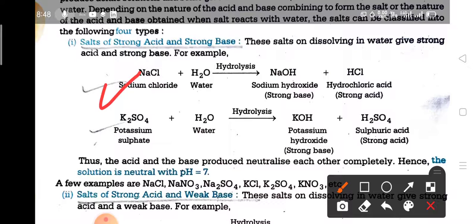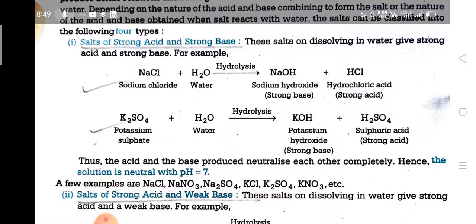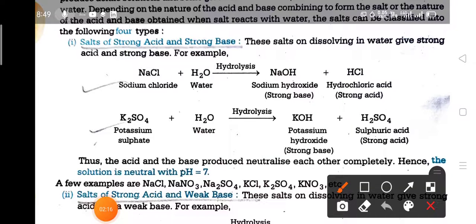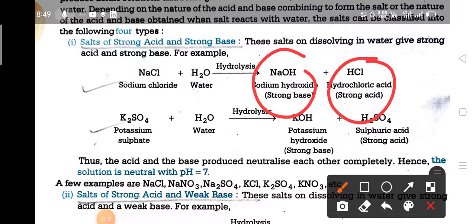So when NaCl reacts with water, the Na will combine with the OH of the water and form sodium hydroxide, NaOH, which is a strong base, and HCl, which is also known as a strong acid. This is called hydrochloric acid.